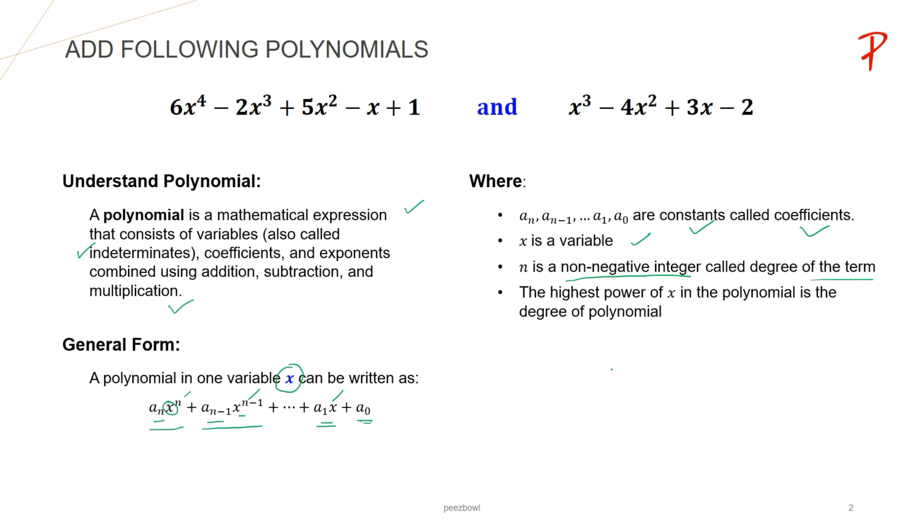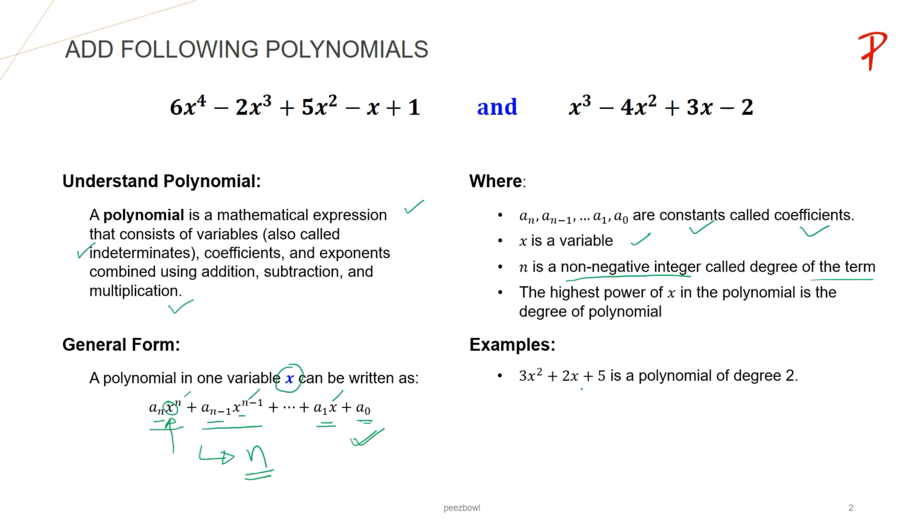The highest power of x in the polynomial is the degree of the polynomial. See, in this example, the highest power of x is n, right? So the degree of this polynomial is n. Let us take a few examples.